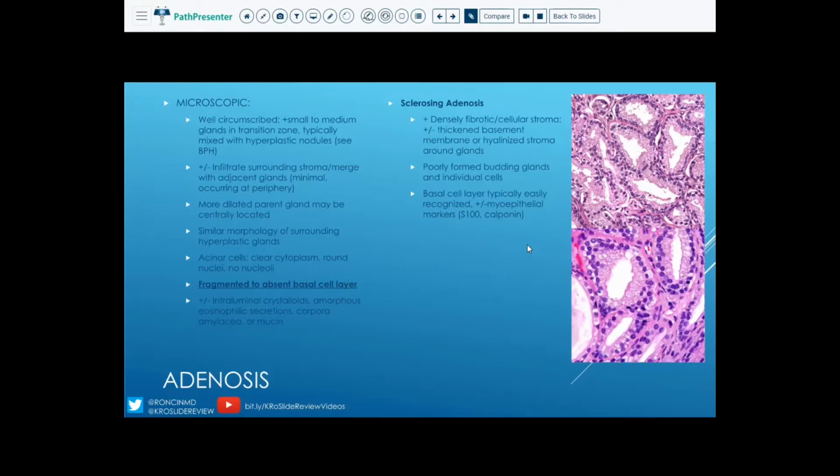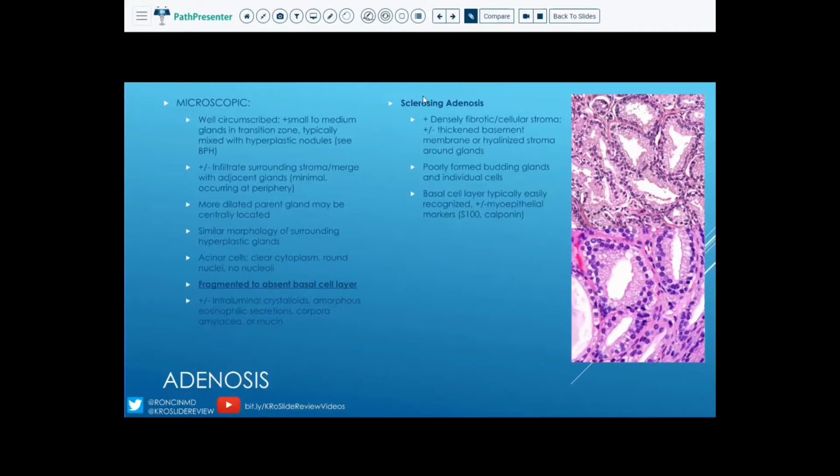Your basal layer can be fragmented or absent, and you may see, again, these crystalloids, this amorphous eosinophilic secretions, which we definitely saw quite a bit of. For amyloid, we didn't see anything that looked like that to me, and we didn't appreciate mucin.